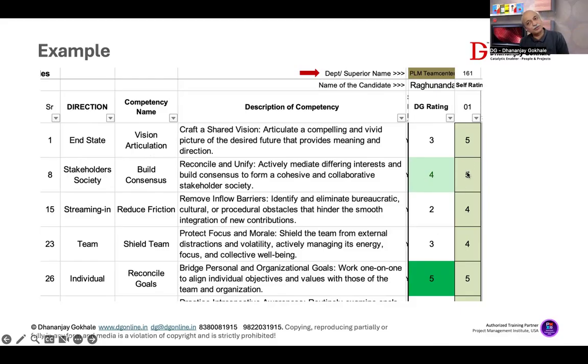This 5 is true. I know this person for this particular competency, stakeholder society, or building the consensus, reconciling and unifying: actively mediate differing interests and build consensus to form a cohesive and collaborative stakeholder society. Now, that is very important for a leader. Now, this person is capable of that.